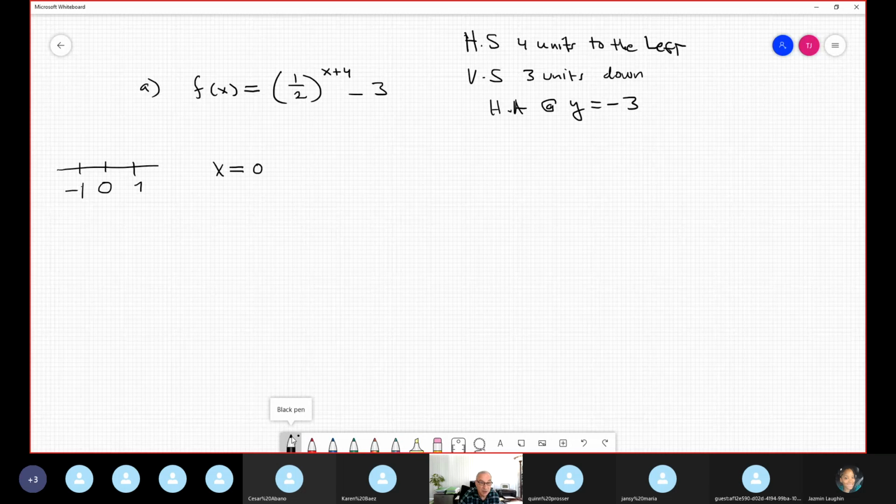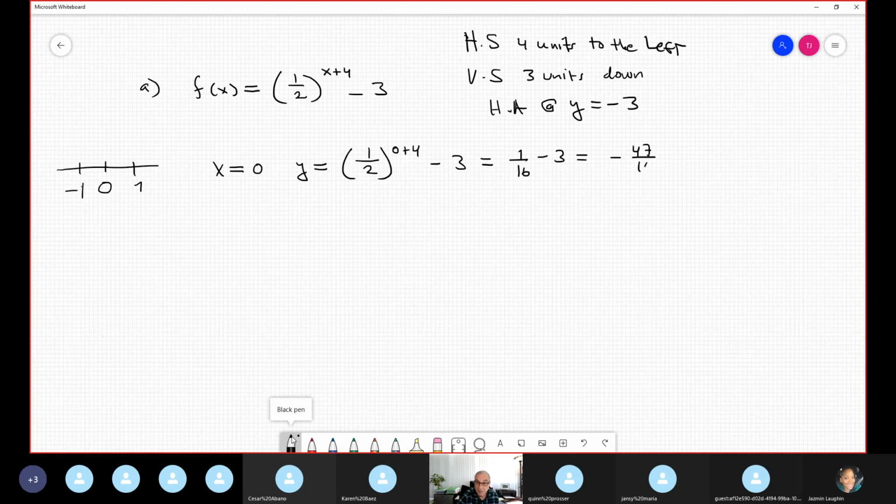But it's okay. At x equals 0, the y value is (1/2) to the 0 plus 4, minus 3. 0 plus 4 is 4, and 1/2 raised to the 4 power is 1/16, minus 3. You put this in the calculator, it's negative 47/16, which in decimal is negative 2.938. Okay, and this is my famous point. My first famous point is the point (0, -47/16).